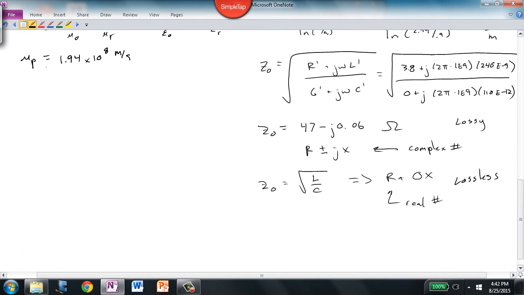the speed of light. The other way we know how to calculate propagation velocity is based on the distributed parameter model, 1 over the square root of L times C. If we were to do that, it would be 1 over the square root of 240 nanohenries times 110 picofarads. And that's actually going to give you the exact same answer. So it doesn't matter which way we do the calculation.